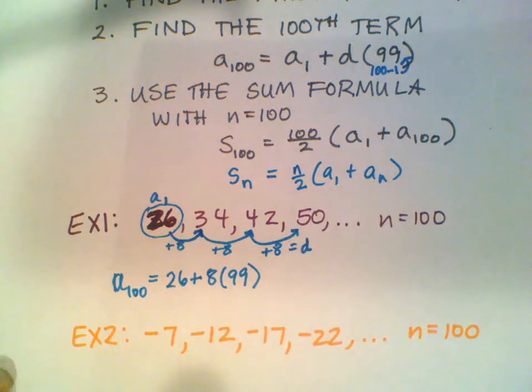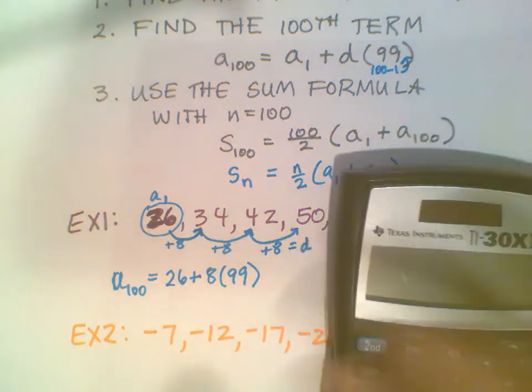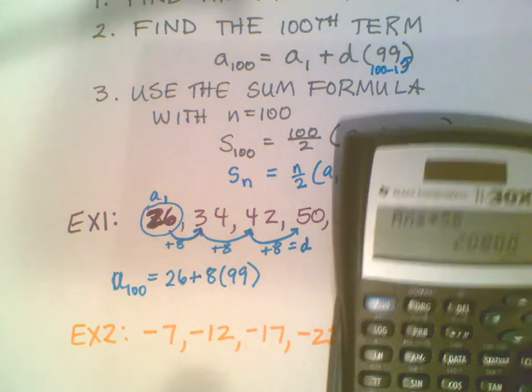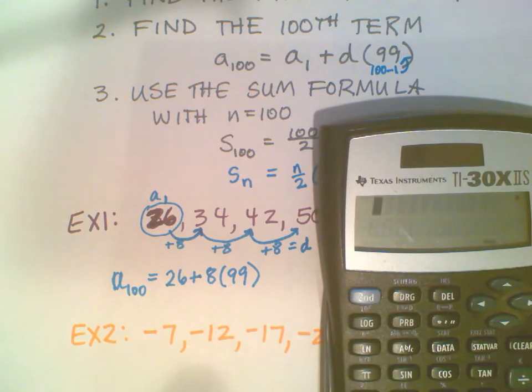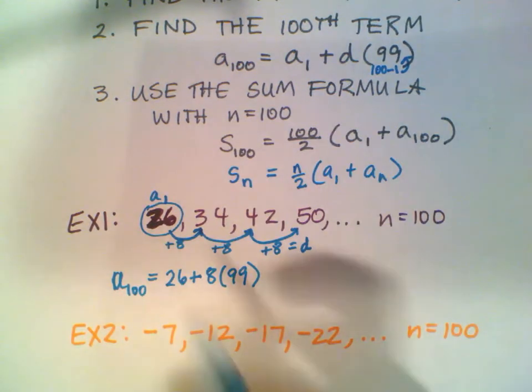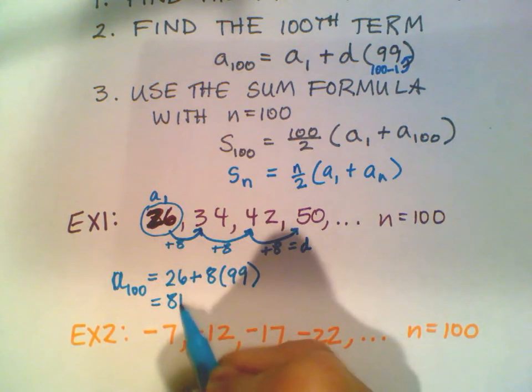And this is where a calculator comes in handy. So I'll pull out my calculator. Use your phone if you need to. Whatever you need to do, it doesn't matter. I have my calculator handy today. I left my phone downstairs. So this is 26 plus 8 times 99. That'll give me my 100th term. My 100th term is 818, so that's 818.